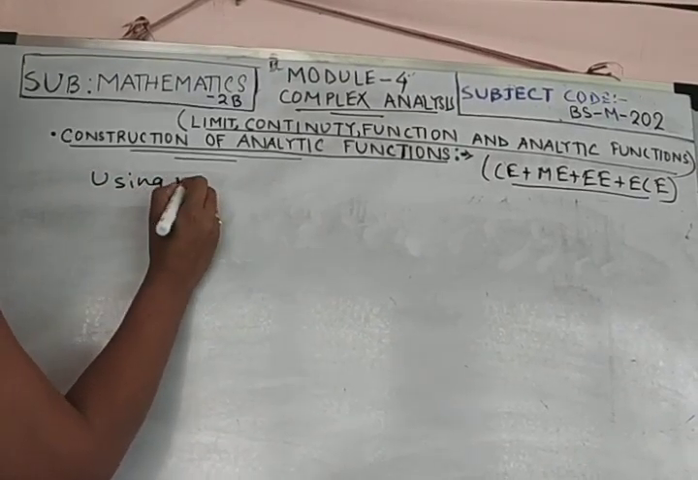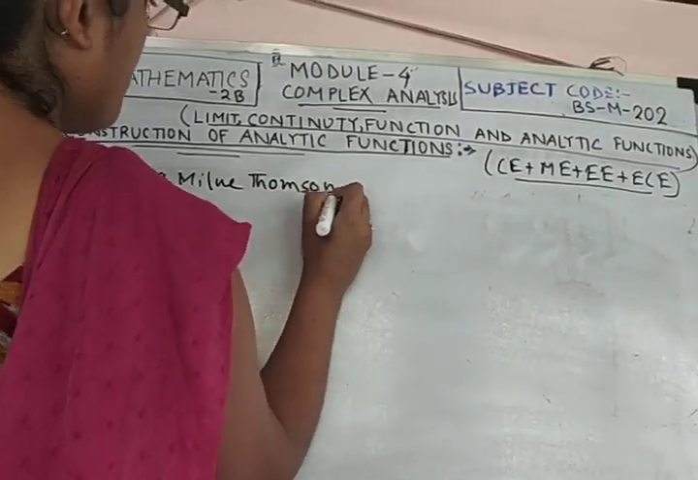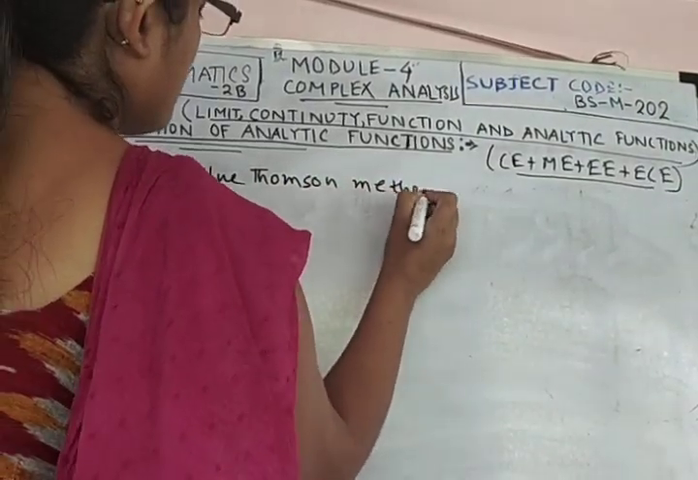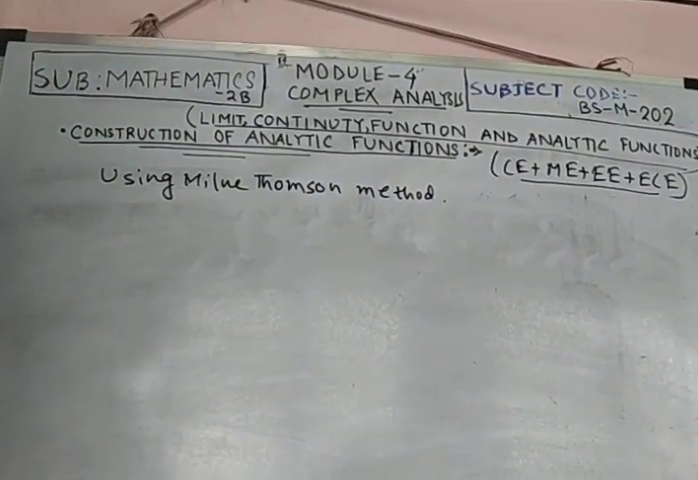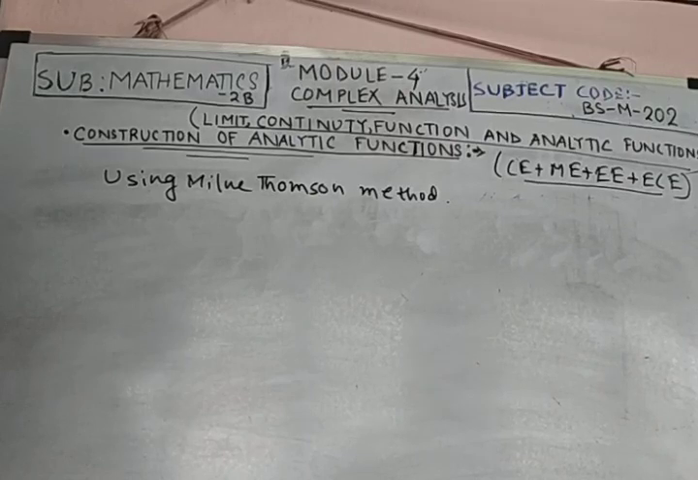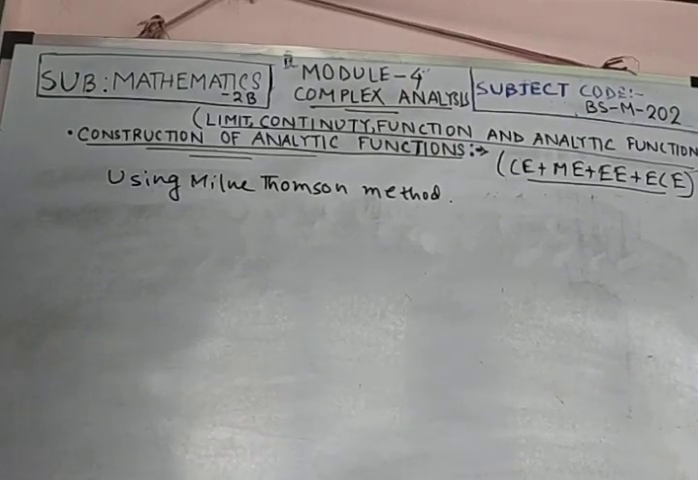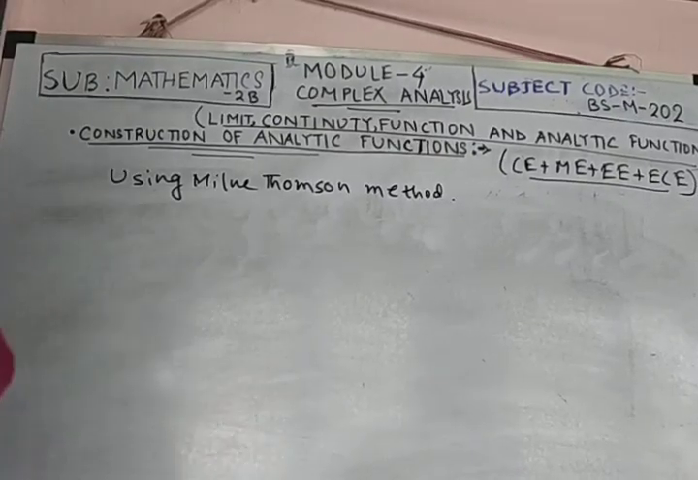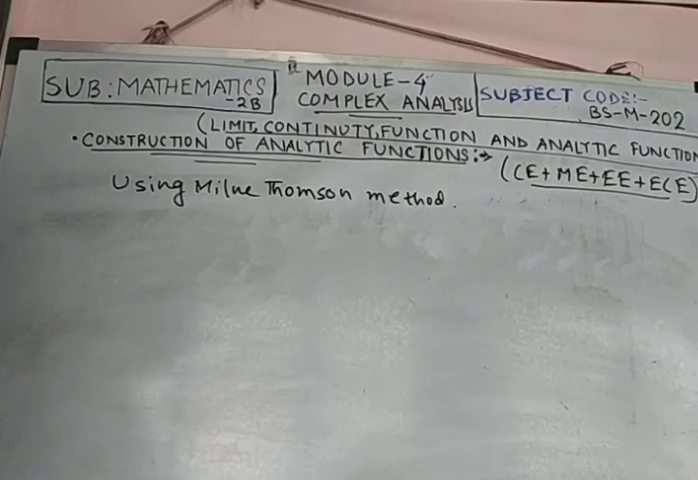First of all, we have to discuss what is Milne-Thomson method. The Milne-Thomson method is used for finding the harmonic conjugate of a function up to an imaginary constant. And also, the Milne-Thomson method is a method of finding a holomorphic function whose real or imaginary part is given.